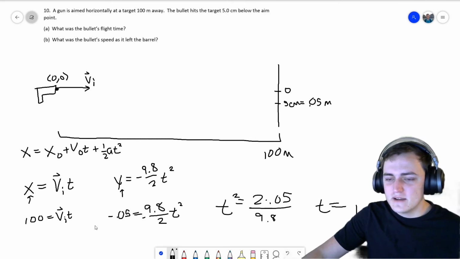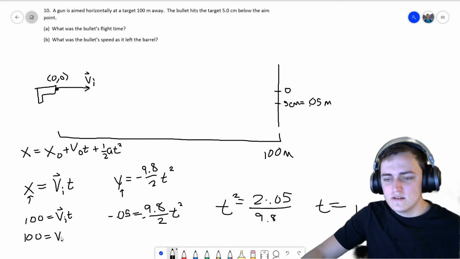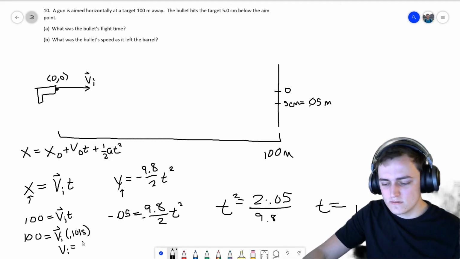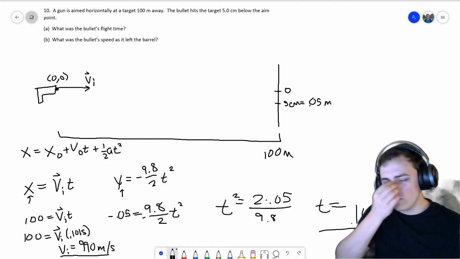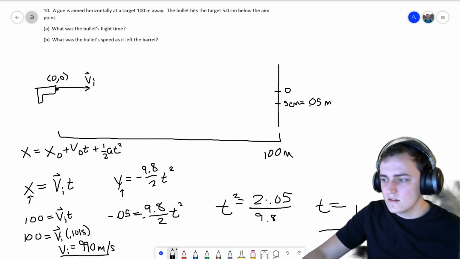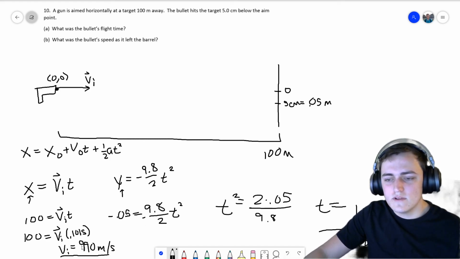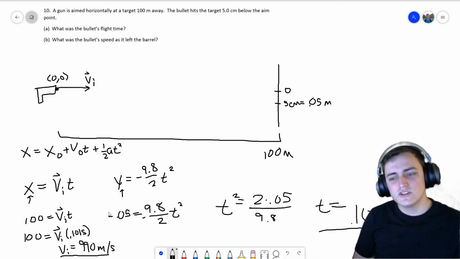So now that we have time, we can go ahead and plug that into our x equation. 100 equals v initial times 0.101 seconds. We find v initial to be 990 meters per second. So for part A, it asks us to find the flight time. That's going to be our 0.101 seconds, or 101 milliseconds. And we have our initial velocity of 990 meters per second. And that completely answers this problem.